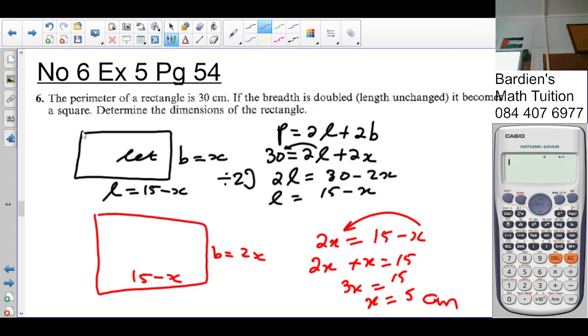Determine the dimensions. So therefore, my breadth is going to be x, which is 5 centimeters. Your length is 15 minus 5. What's 15 minus 5? 10 centimeters. Okay, you guys understand?